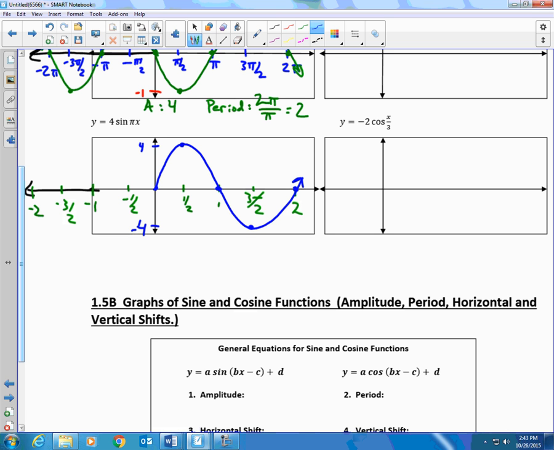Let's go reverse. If I go back to the left, will I be going down or will I be going up? Down. We follow that same pattern. It just follows that pattern over and over again. It's a wave. Is it getting better? Okay, last example.